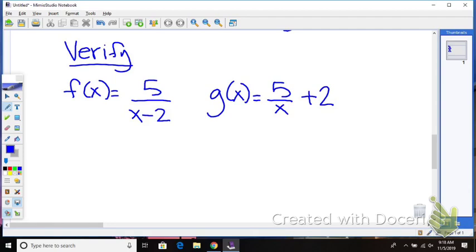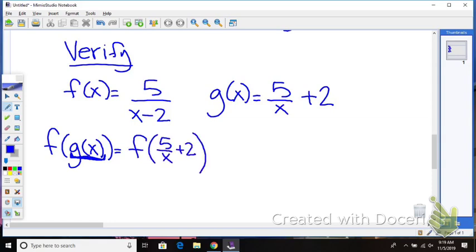Okay, I need to compose this by going f of g of x first. If it simplifies down to x, then I'm going to do the other way. And if that simplifies down to x, then I know that they're inverses of each other. So yesterday I told you to work from the inside out. So what am I going to replace this g of x with? 5 over x plus 2. So I have f of 5 over x plus 2.